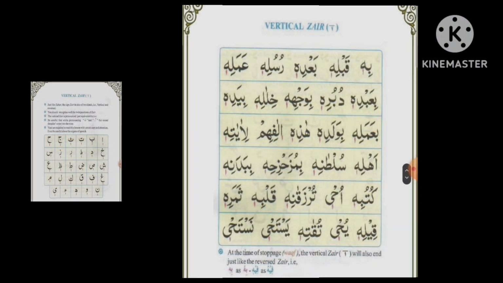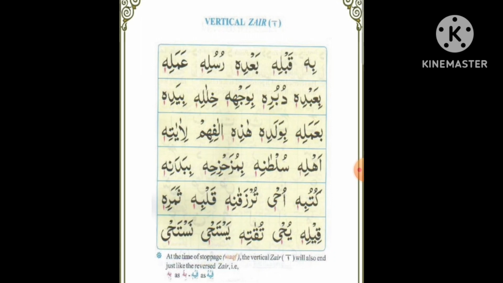Now let's see the exercise. Ba zair bi, ha vertical zair hi, bihi. As you can see, ba has a short vowel sound, that is zair, and ha has a long vowel sound, that is vertical zair. So bi should be read quickly and hi should be dragged. So bihi. If you say bihi with a dragged b, then it is wrong. You should not drag the b.